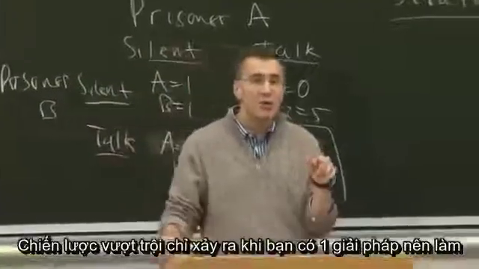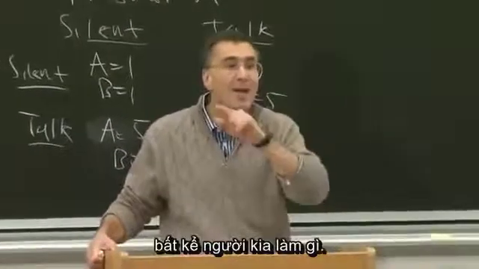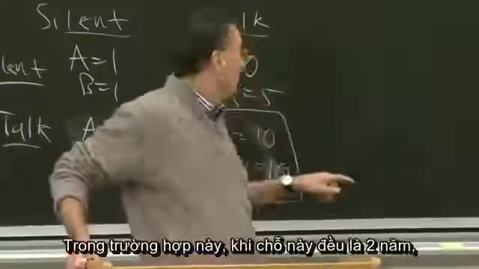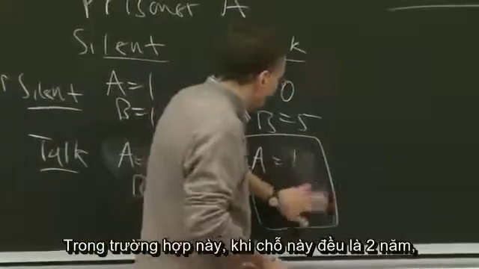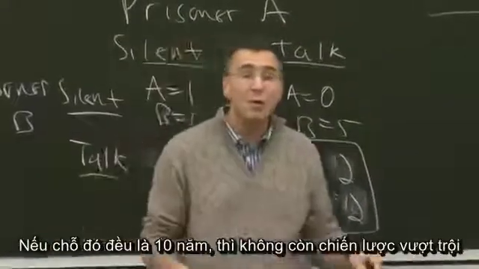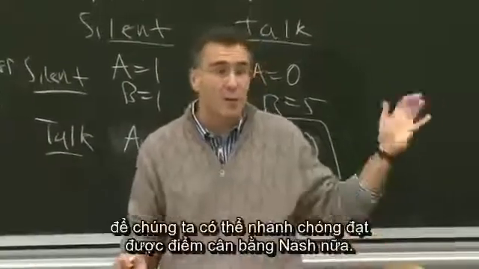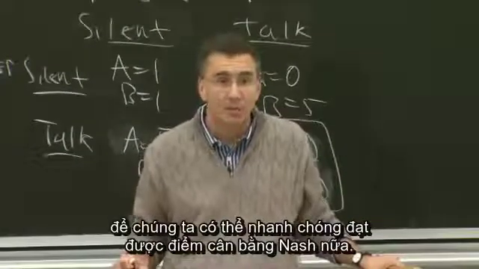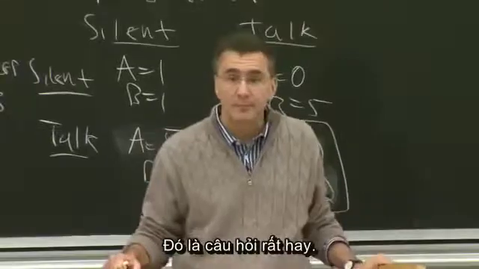Dominant strategies only occur if there's something that you should do no matter what the other person does. So in this case where these are both 2, there is a dominant strategy. It's to talk. If those are both 10, there is no longer a dominant strategy, so we can't quickly get the Nash equilibrium. Okay? It's a good question.